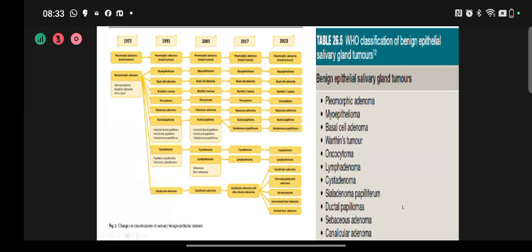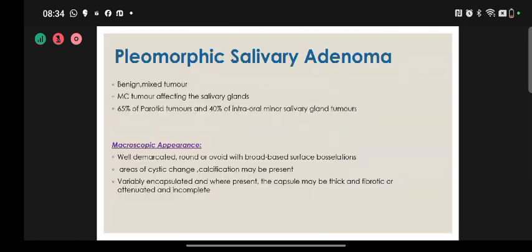So, coming to the classification given by WHO, it has evolved in the recent years, and the latest classification came out in 2022. For benign epithelial tumors, this is the list which comes under benign epithelial salivary gland tumors. I'll be describing pleomorphic adenoma and Warthin's tumor, which are most commonly encountered.